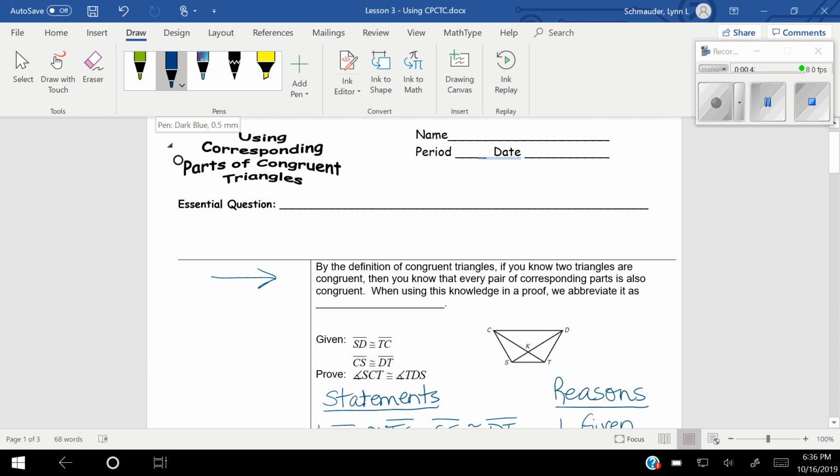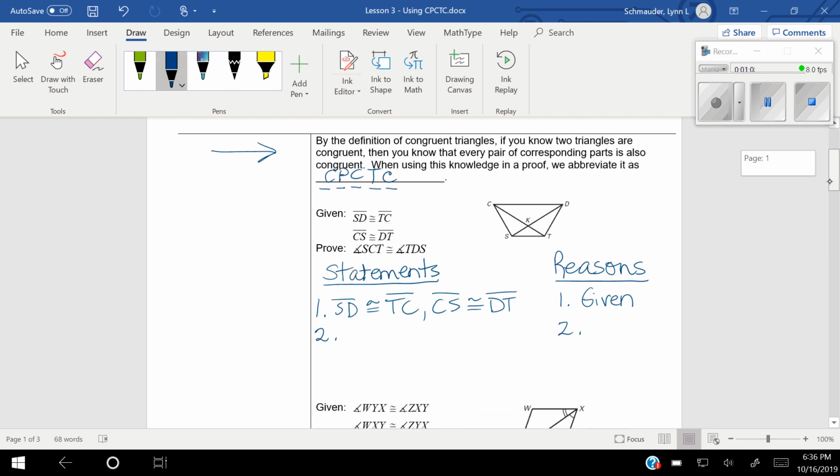By the definition of congruent triangles, if you know two triangles are congruent, then you know that every pair of corresponding parts is also congruent. When using this knowledge in a proof, we abbreviate it as CPCTC. And what that stands for is corresponding parts of congruent triangles are congruent. So let's just look at how we use this in some proofs.